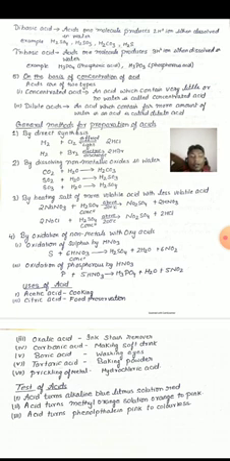Next is by oxidation of non-metal with oxyacids. Non-metals like sulfur on reaction with concentrated nitric acid form its own acid, that is sulfuric acid, plus water plus nitrogen dioxide. The equation is S plus 6HNO3 gives H2SO4 plus 2H2O plus 6NO2. Next is phosphorus on reaction with concentrated nitric acid forms phosphoric acid plus water plus nitrogen dioxide gas. P plus 5HNO3 gives H3PO4 plus H2O plus 5NO2.